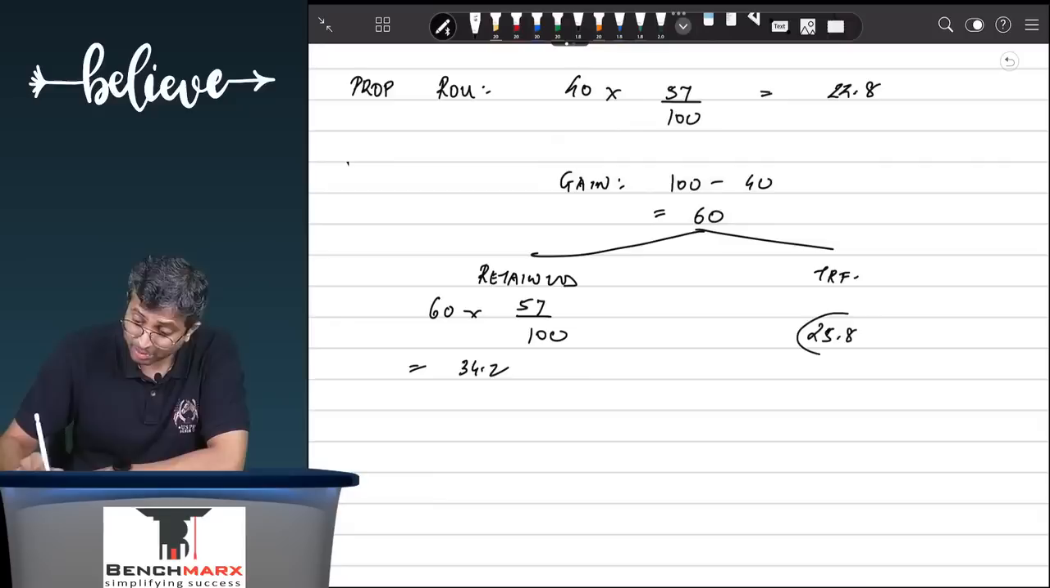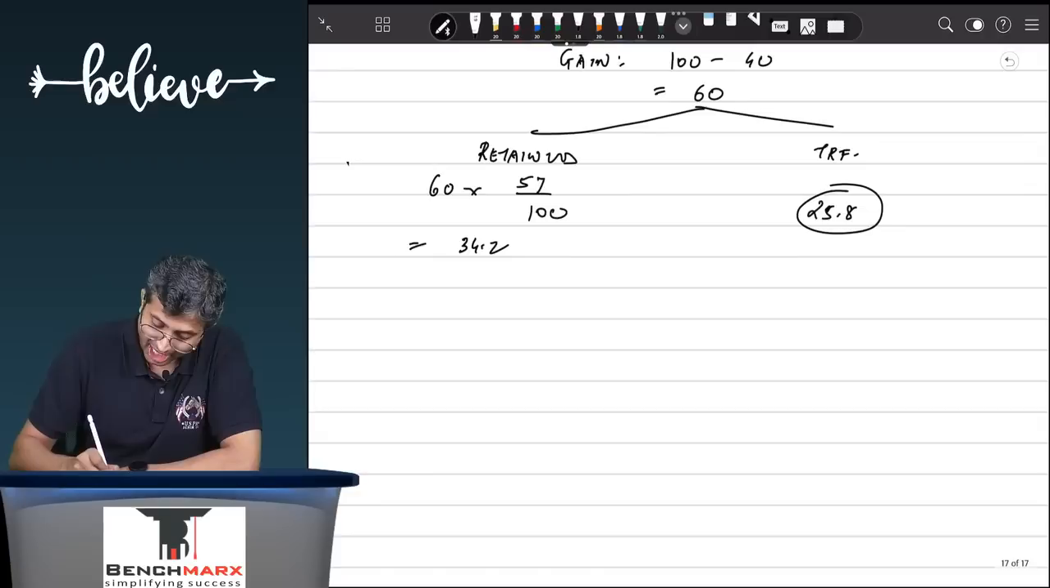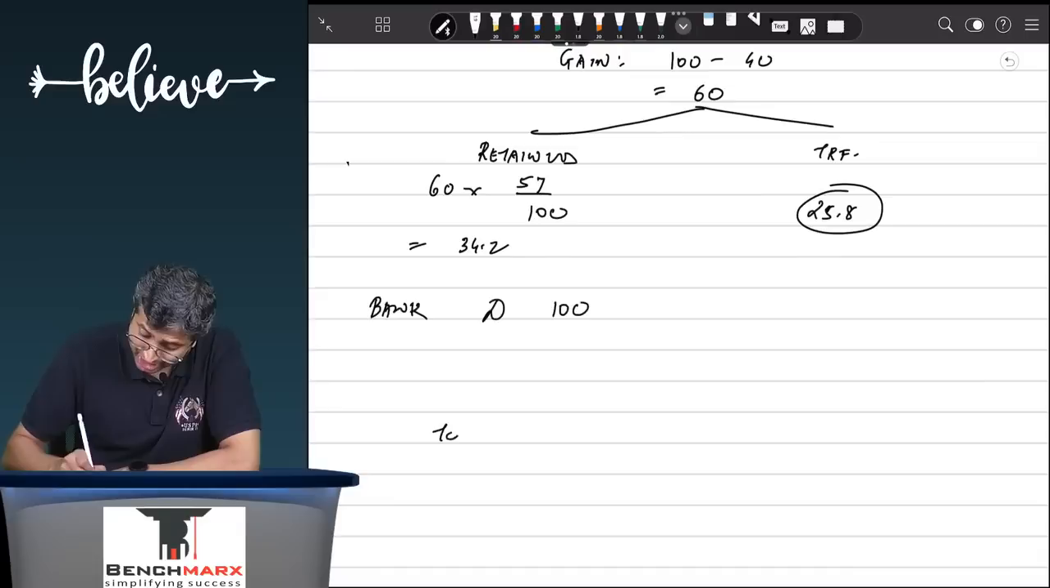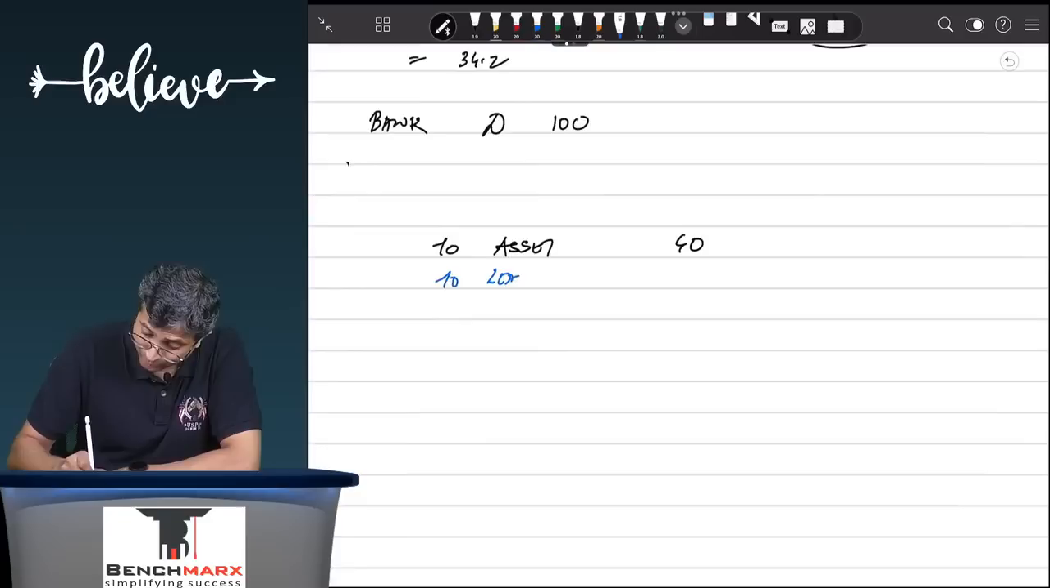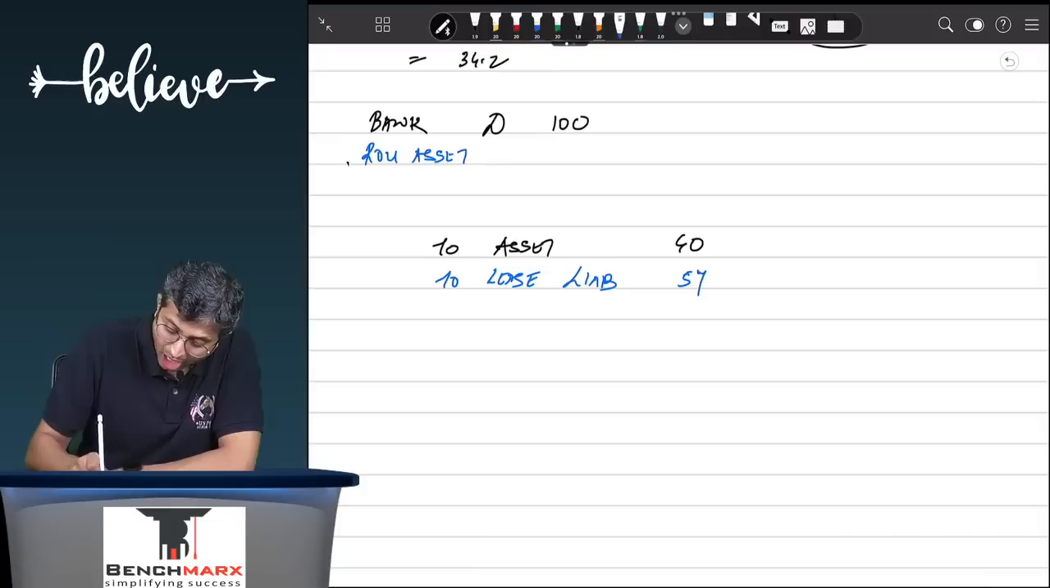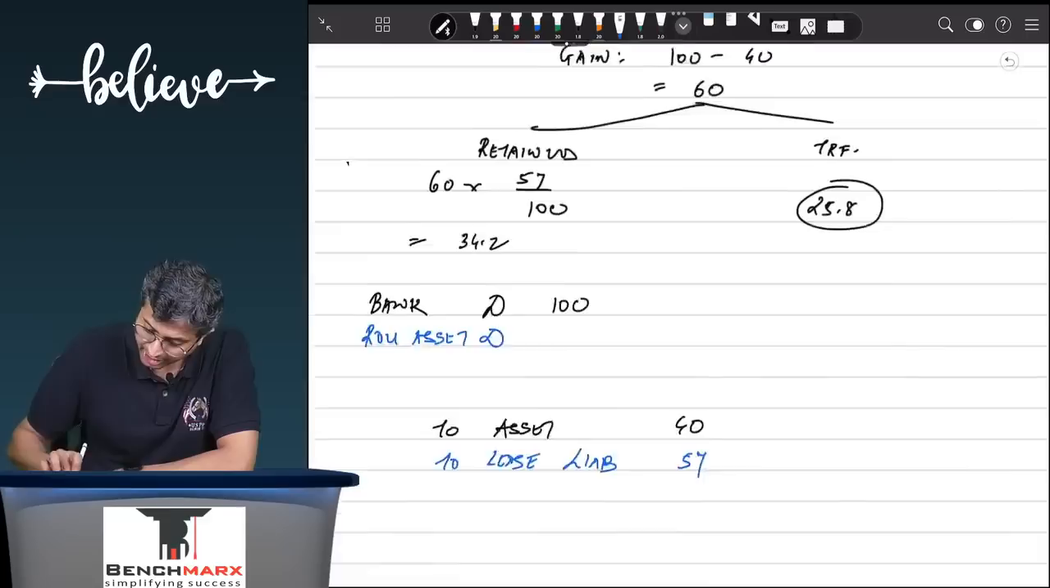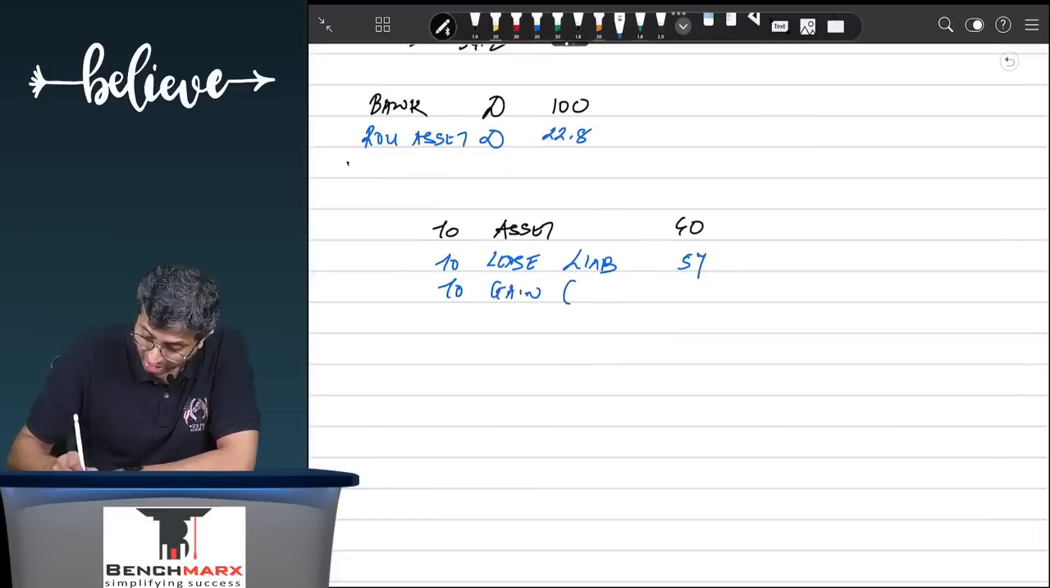This is attributable to the rights that you have transferred, and as a result, your journal entry should ideally be: bank account debit, for example, 100. You will derecognize the asset, so asset credit 40, but then proportionately you will also create a liability. You have an obligation to pay lease liability. You have an obligation to pay, let us say, 57 rupees, but your ROU asset will not be at 57. Your ROU will be at the proportionate value. So your ROU asset will be, for example, at 22.8, and your gain on rights transferred, which will be taken to the P&L, will be at 25.8.